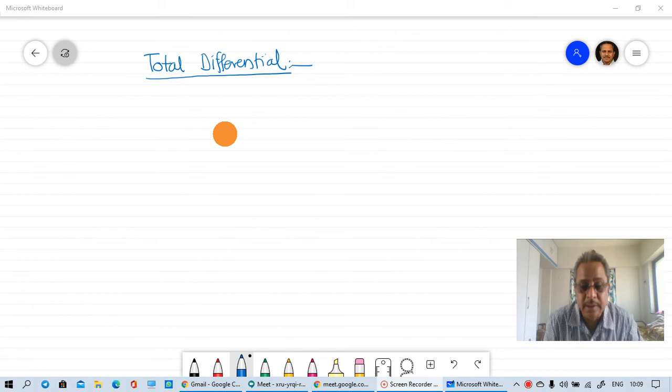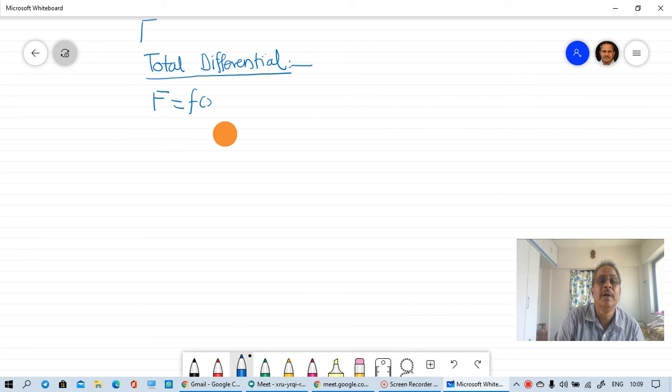Point in our discussion, that is the total differential. Now as usual we have f to be a function of two independent variables x and y. So as usual x and y are independent variables and f is the dependent variable.